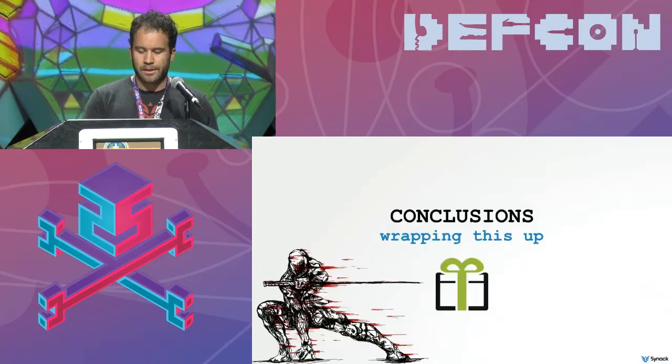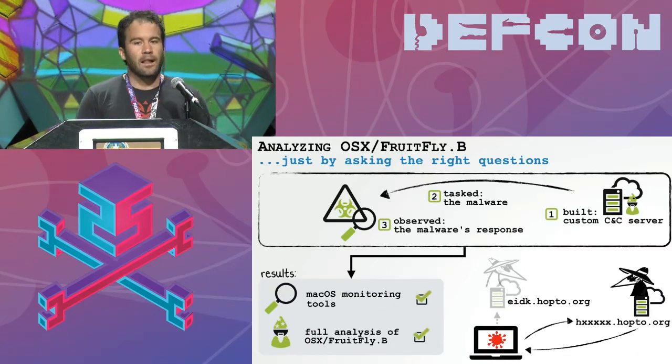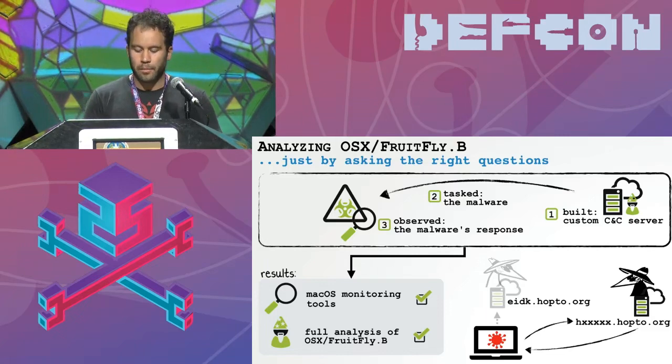All right, so let's wrap this all up. So today, again, we illustrated how to fully analyze a fairly complex piece of malware just by asking the right questions. Again, in 3 steps, we built a custom command and control server. We then tasked the malware, and then we observed the malware's response to fully reveal its capabilities. Along the way, we wrote some cool monitoring tools for Mac OS that, again, will be open source and posted online. And the end result is we had a full analysis of FruitFly variant B.